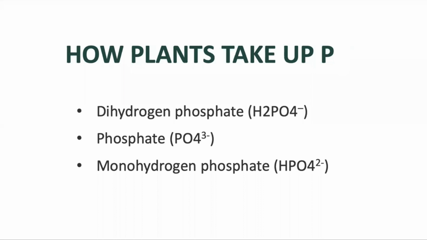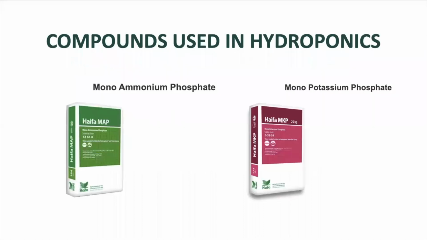When mixing ingredients in nutrient recipes, it's always important to add the nutrients in a form that can be assimilated by the plants. Plants can take up phosphorus in different forms. We have dihydrogen phosphate, phosphate, and monohydrogen phosphate. Here are some examples of classic compounds that can be used as a source of phosphorus in nutrient recipes: monoammonium phosphate and monopotassium phosphate. But how much phosphorus is required by crops?